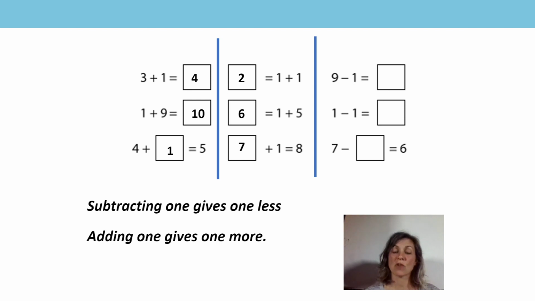Now I'm doing some subtraction. So 9 minus 1, well, I know 1 less than 9 is 8. Oh, this is a bit tricky. 1 minus 1. But 1 less than 1 is 0. Let's have a look at this last one. 7 minus blank is equal to 6. But I know that 6 is 1 less than 7, so the missing number must be 1. 7 minus 1 is equal to 6.